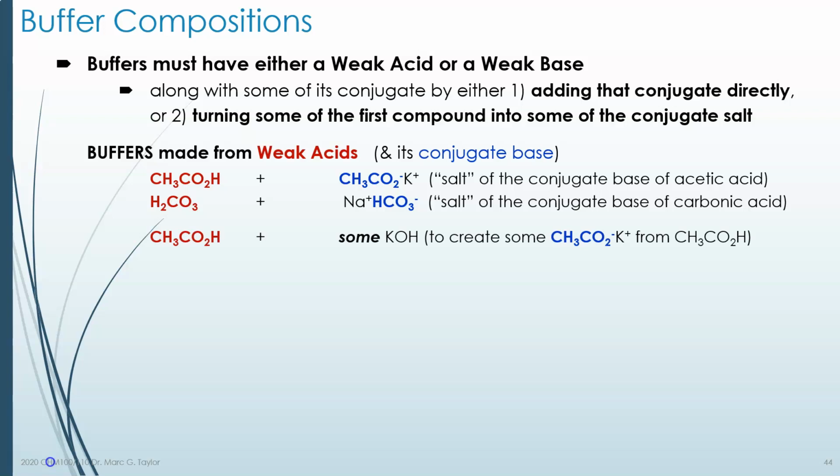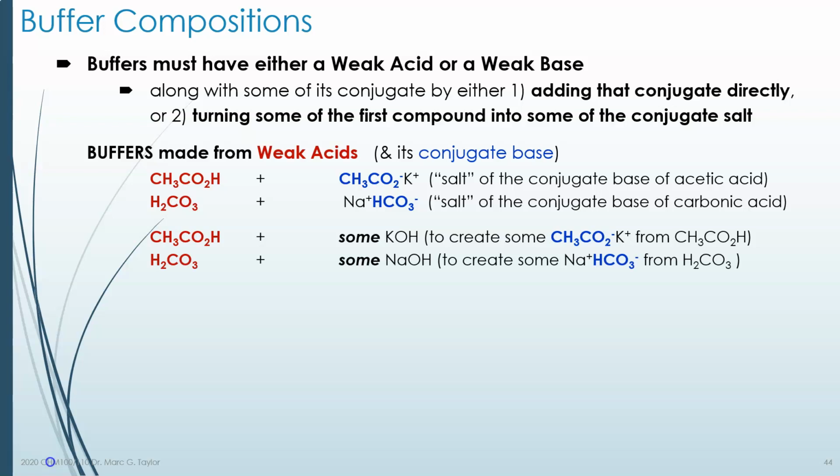But there's another way to do this. You could start with your weak acid. Instead of buying the conjugate base salt and adding it in, you could just take a strong base like KOH, not a lot, less than the amount that you have of the acetic acid, and turn some of your acetic acid into acetate. In this case, it would turn into potassium acetate. And what would happen is you would lose some of your acid, you would create some of your conjugate base, the acetate, and you'd have a mixture between the two.